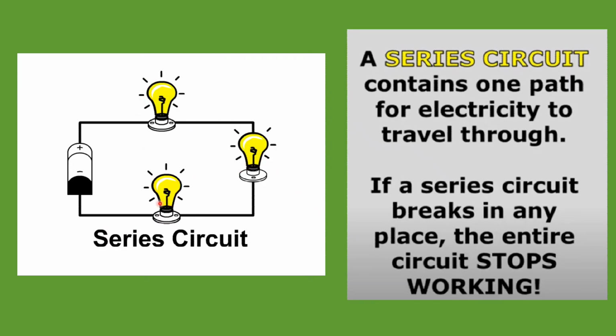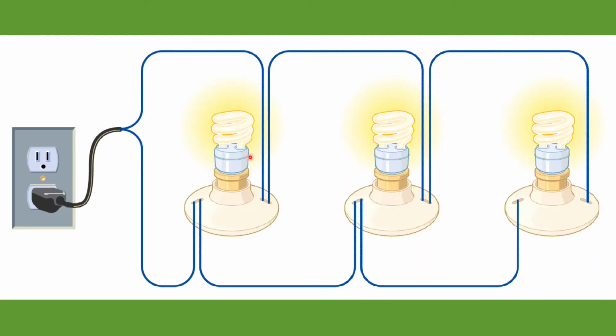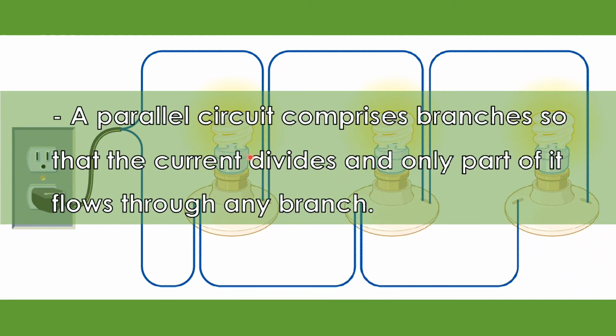So all of these bulbs will be affected. So that's a series circuit, because they only have one wire, or one path of electricity, to light up these three bulbs. Now we are in parallel circuit. A parallel circuit comprises branches so that the current divides and only part of it flows through any branch.